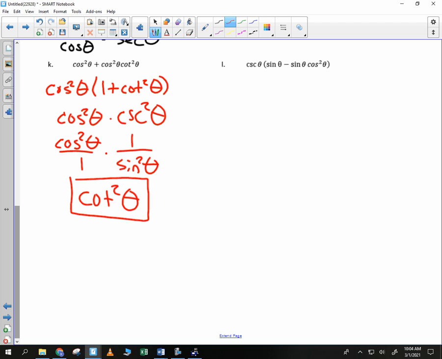And last one, to get started on L, instead of factoring, we're going to distribute. Hopefully you remember that the relationship between cosecant and sine is that they are reciprocals. And when you multiply two reciprocals, what do you get? You get 1. So cosecant times sine is 1. And all of a sudden we get something we can work with. 1 minus cosine squared is sine squared.